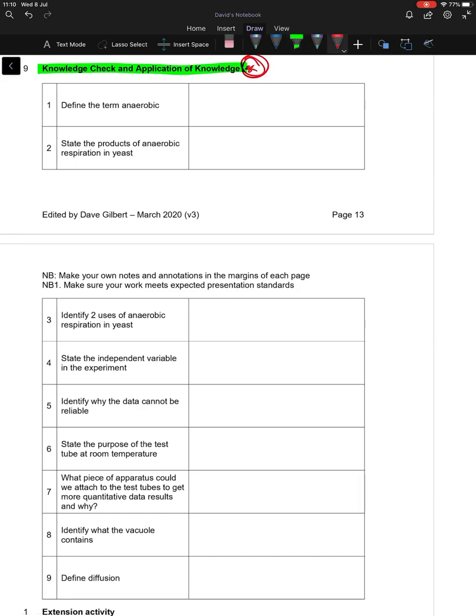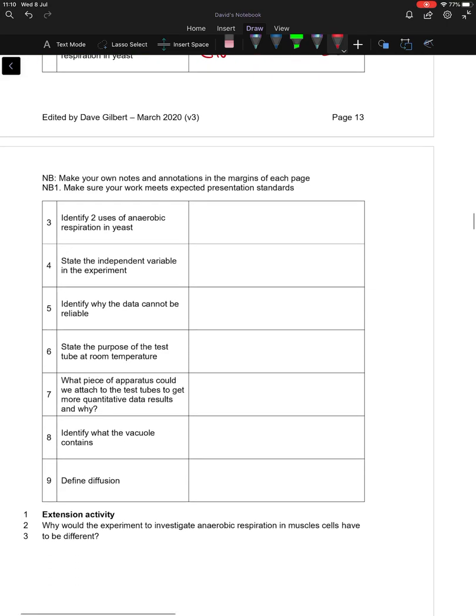So define the term anaerobic. Hopefully you should have picked up that means without oxygen. Mark it as correct or green pen it if you haven't got it correct. State the products of anaerobic respiration in yeast. So remember that's plant and yeast produce ethanol for alcohol and CO2 for bread production. And I've just answered the next two questions. Identify two uses of anaerobic respiration in yeast, alcohol and bread production.